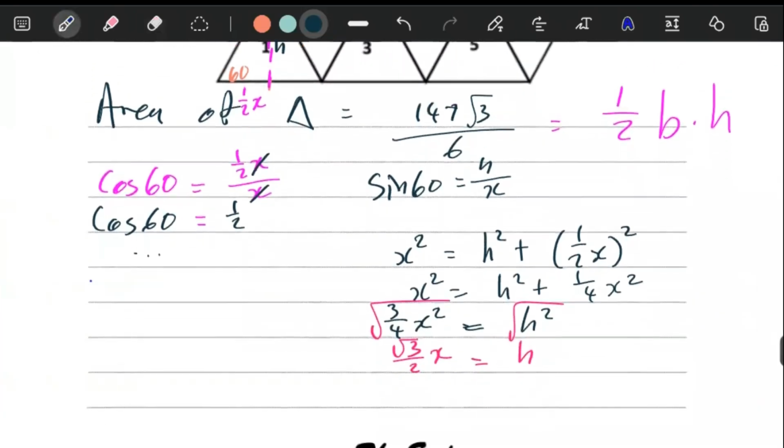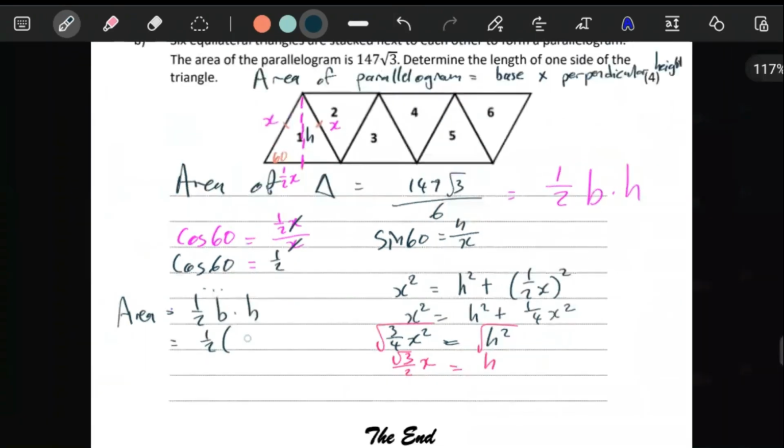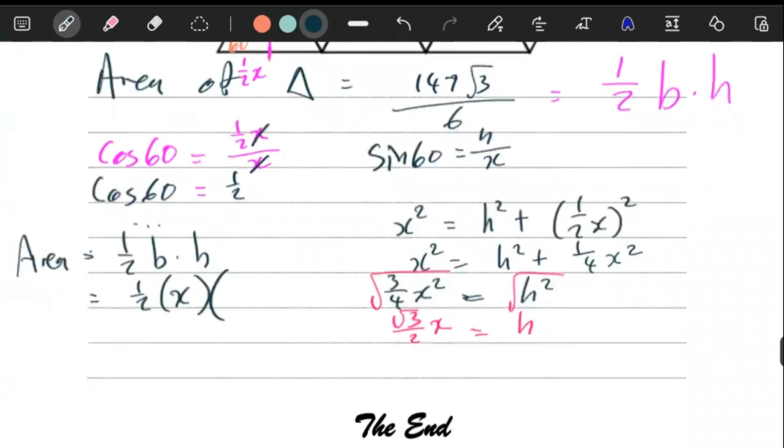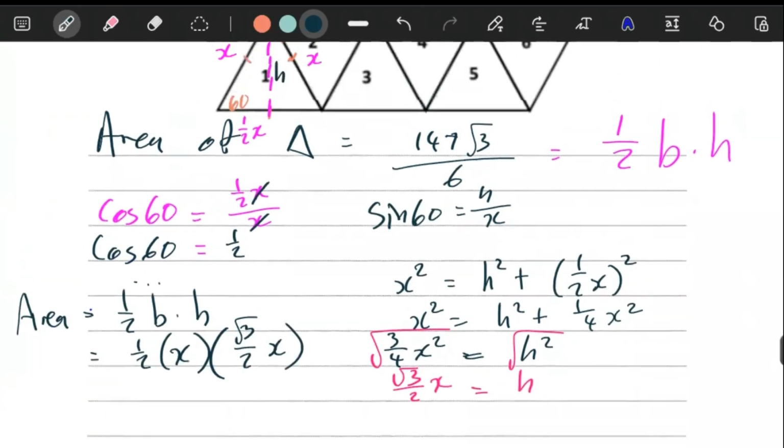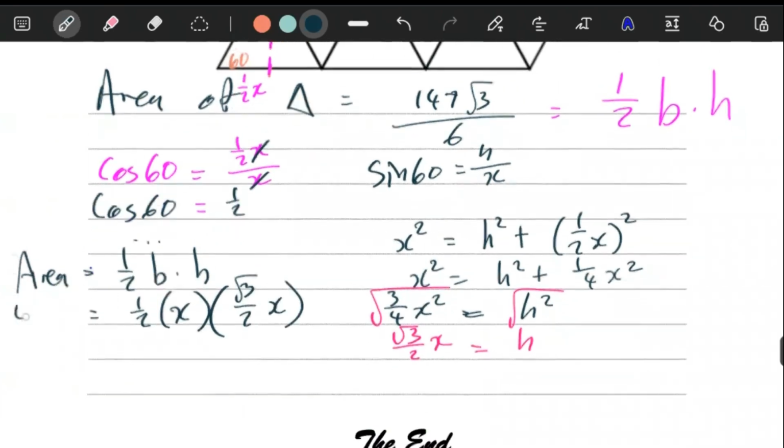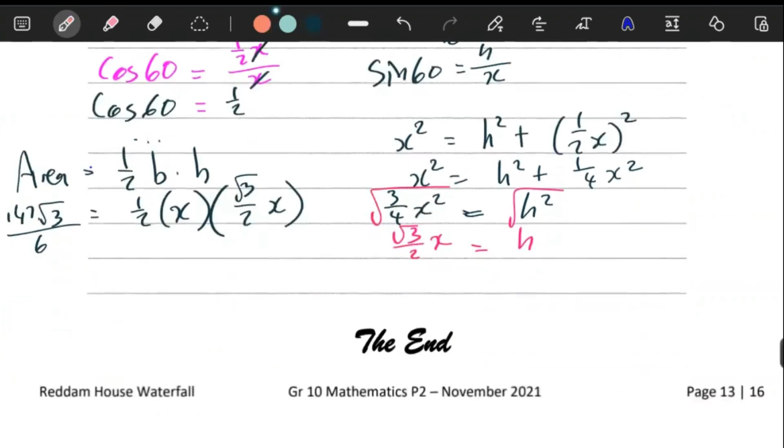the area of one triangle. Remember, the area of a triangle is going to be half base times height. Your base is just x. The height is just square root of 3 over 2x. And then we said that this is going to be 147 square root of 3 over 6.